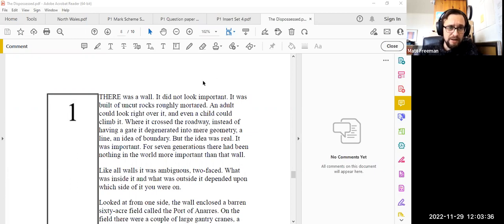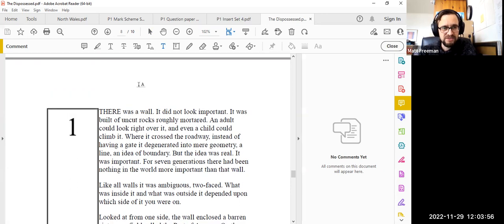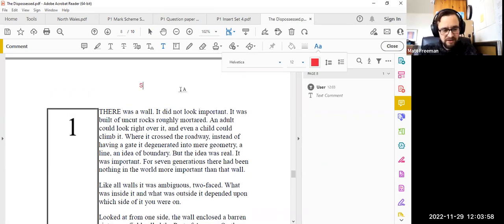And in the opening here, we're told about a wall. We're told it doesn't look important. It's built of uncut rocks, roughly mortared. And we're also told it's not much of a dividing wall. However, we're also told that this wall is important. Okay, so our focus right at the start, starting focus is on an apparently nondescript wall that is nonetheless important.